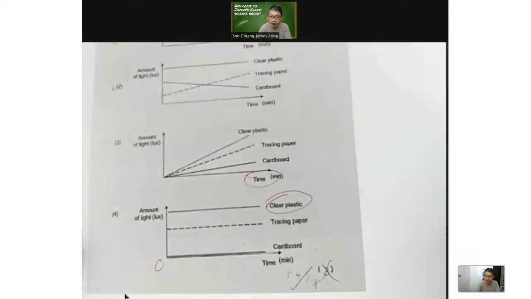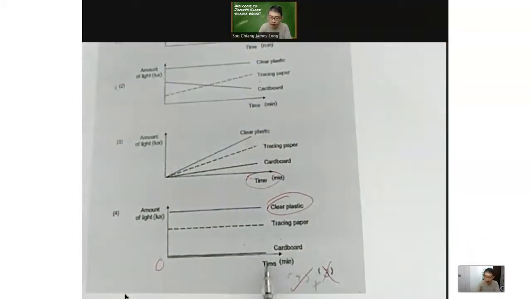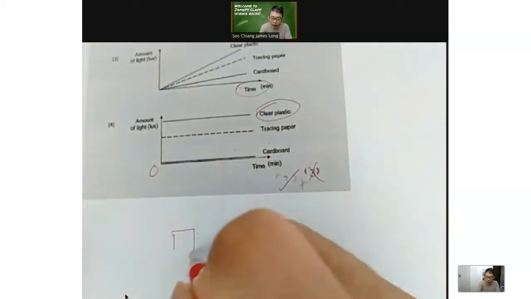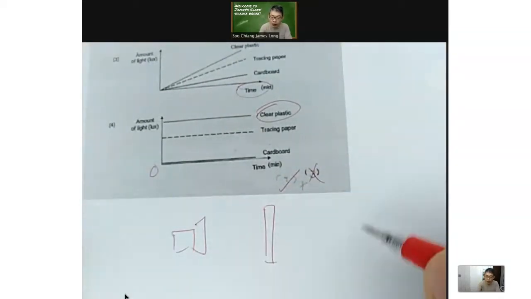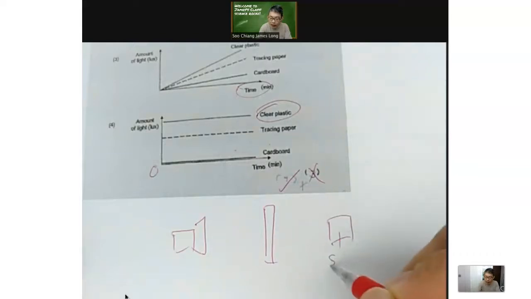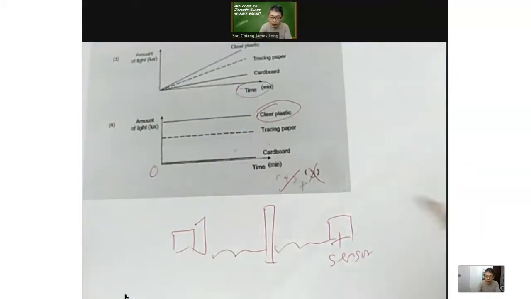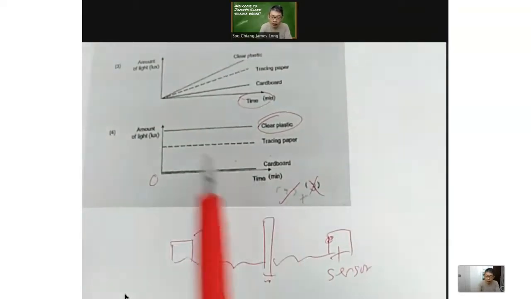Okay, so here is time. So no matter how long you put it in front of the candle flame or the torchlight, the amount of light that passes through will be the same, so long as you keep the distance between the light source and the material the same. I'm referring to, let's say this is the light source, this is the material, and this is your sensor. If this distance is kept the same, the thickness is kept the same, then of course you register the same number throughout, no matter how long you test it.